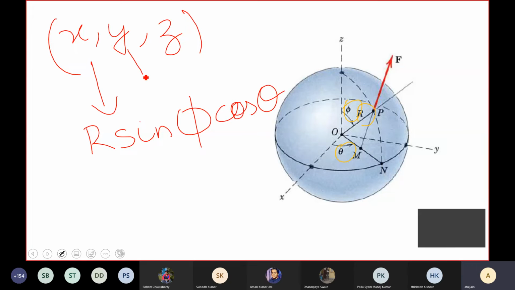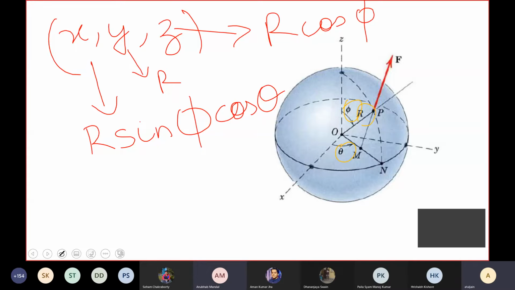Y is r sin phi sin theta. And z is r cos phi.